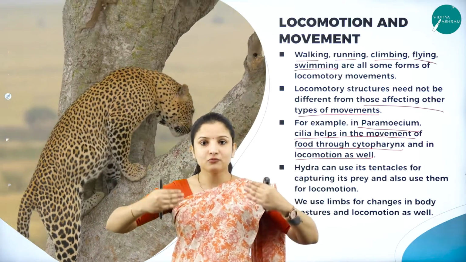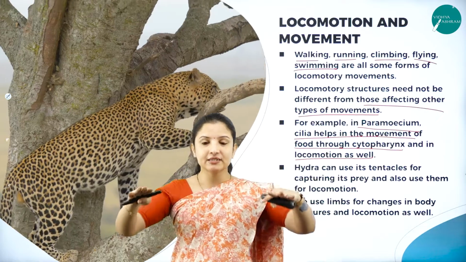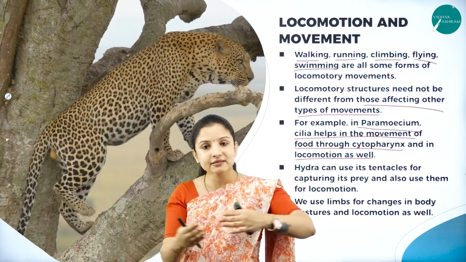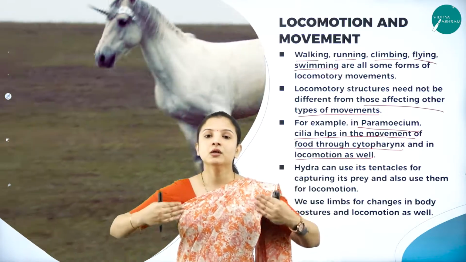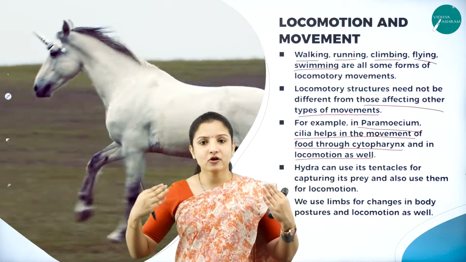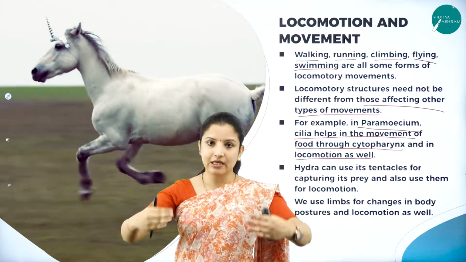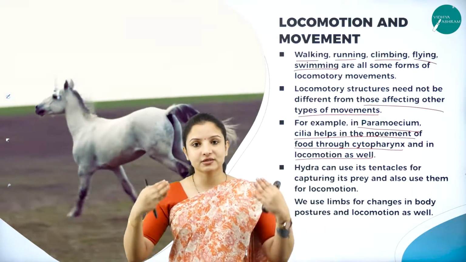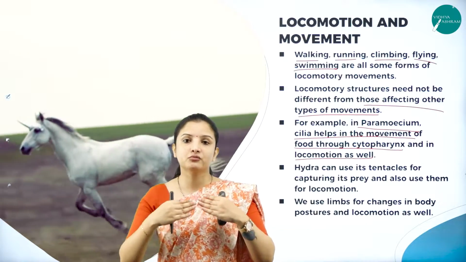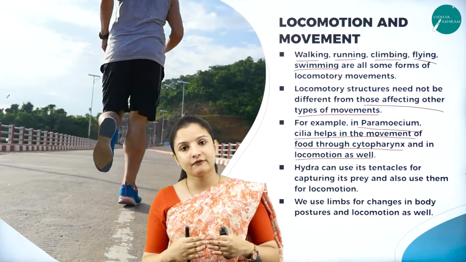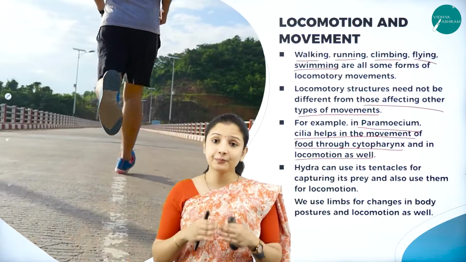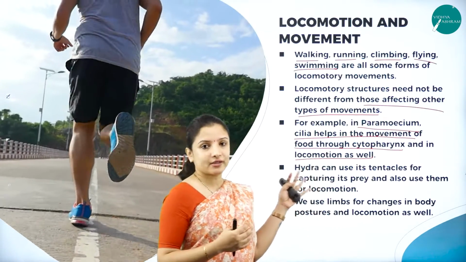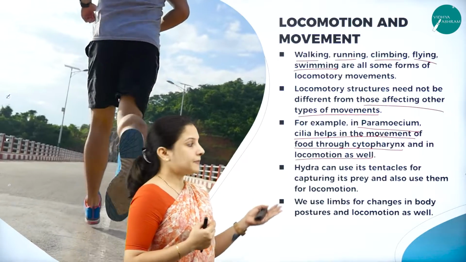So, when the cilia moves, whatever food particles are present around the paramecium, that will get swiped inside the paramecium because of the movement of the cilia like this. And not just that, the movement of the cilia, it's just like rowing a boat. Just like that, the movement of the cilia will help the paramecium to move from one place to another. Therefore, the locomotory organs can perform different functions without affecting the locomotion. That is what they meant here, taking the example of paramecium.